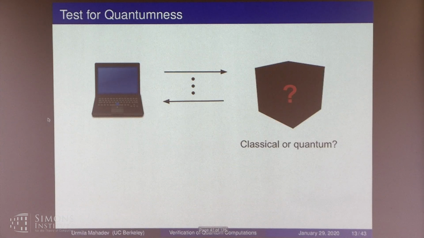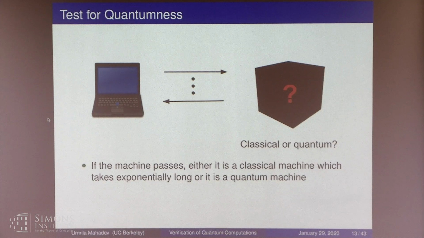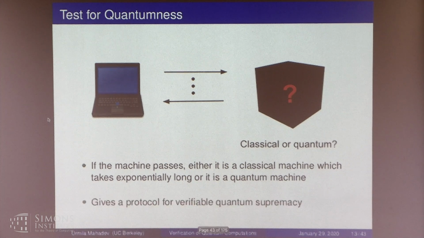Okay, so the test for quantumness is a test between a classical machine and another machine that's claiming to be quantum. The guarantee for this test should be that if the machine passes, either it's a classical machine, which takes an exponentially long time, or it's a quantum machine. And if we can build such a test, then it would serve as a protocol for verifiable quantum supremacy, because it's proving that a machine is quantum and it's also efficiently classically verified.